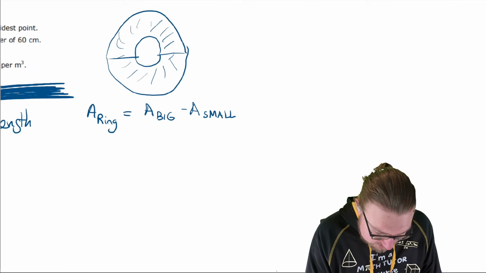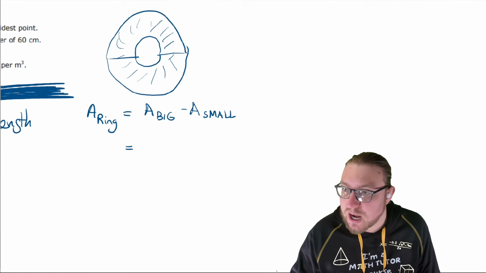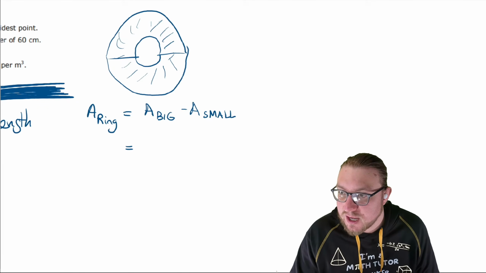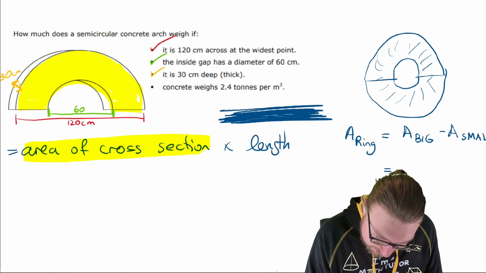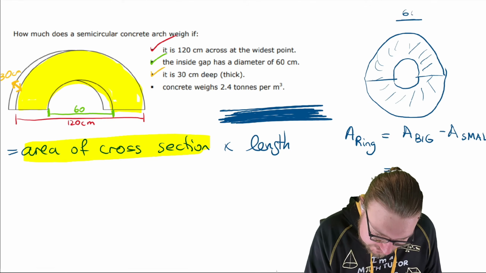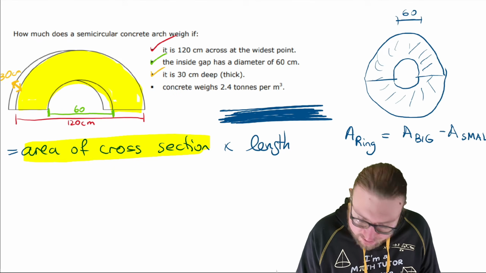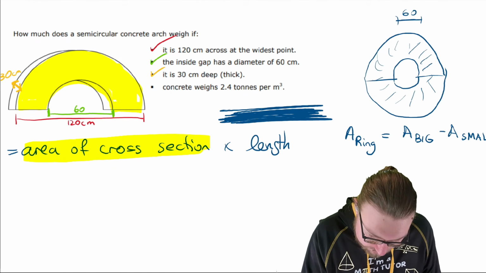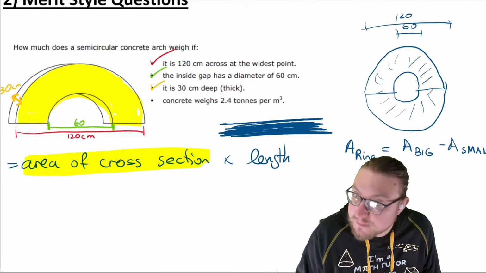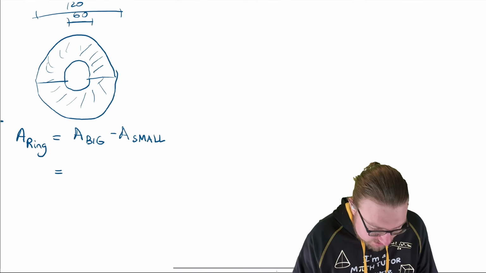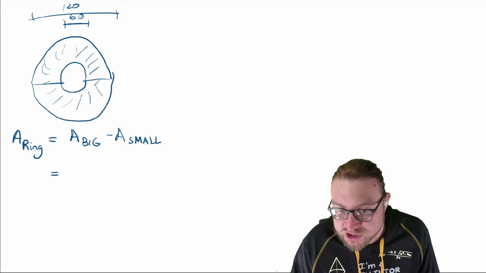So if we are focusing on this first, let's have a look how we can calculate this. Well, we know from our measurements that the middle part here in the middle was 60. That was the diameter of the inside one. And the widest point was 120. So knowing that, we can now solve this part of the question.